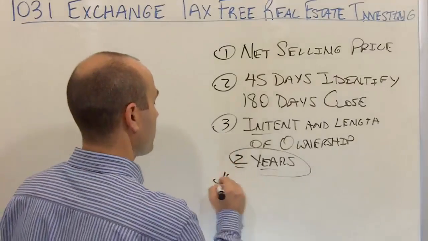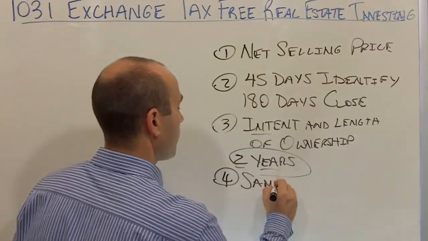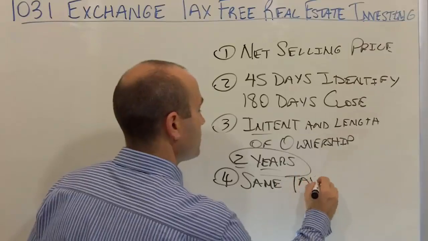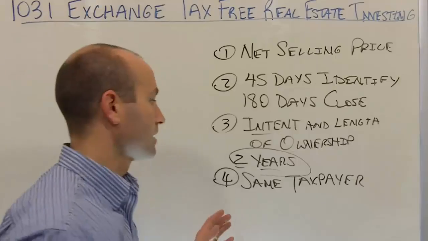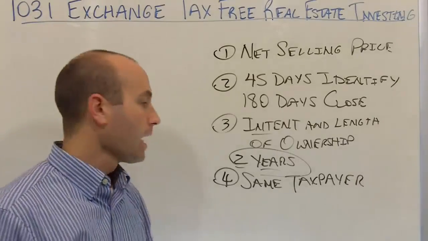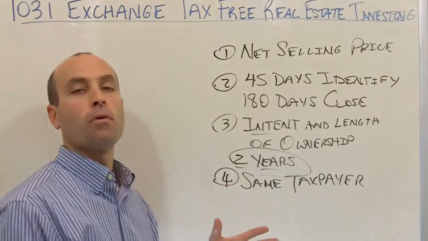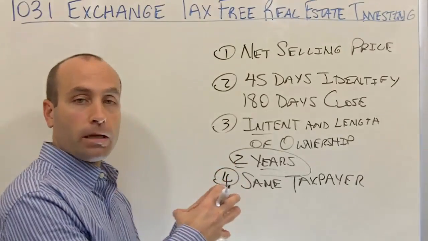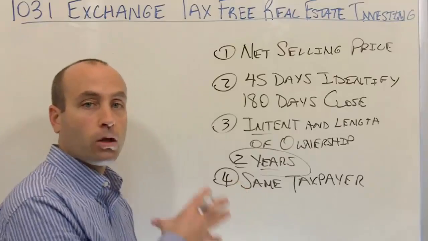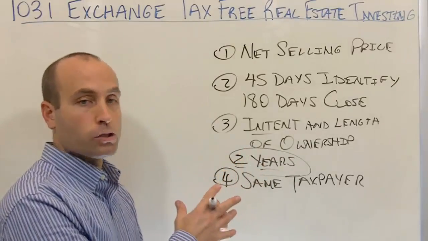Now that brings up this one here. It's got to be the same taxpayer. And that creates a bit of a challenge at times too. So you wouldn't be buying and selling with a bunch of partners and whatnot. If you own the property in, let's say, your LLC, then when that property gets sold and you get that extra $20,000, it goes into the intermediary's escrow account.